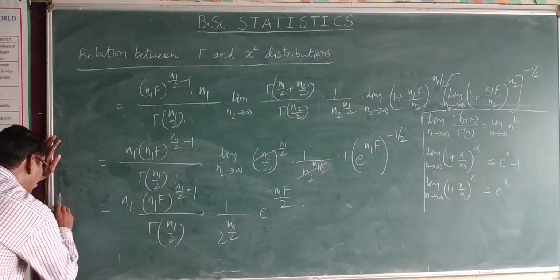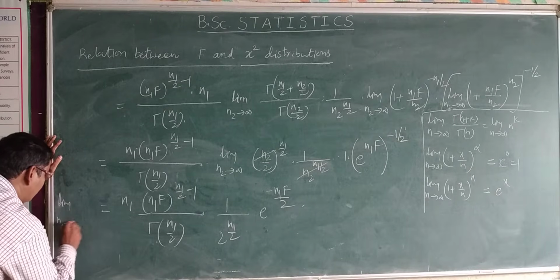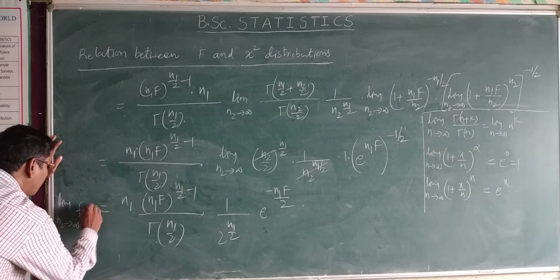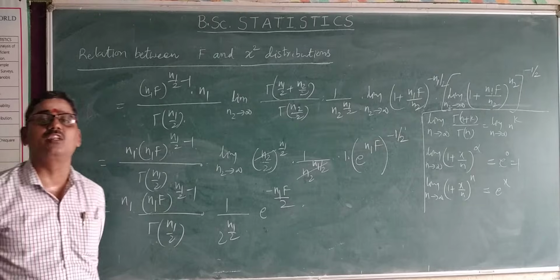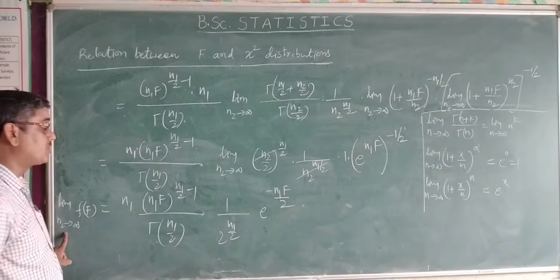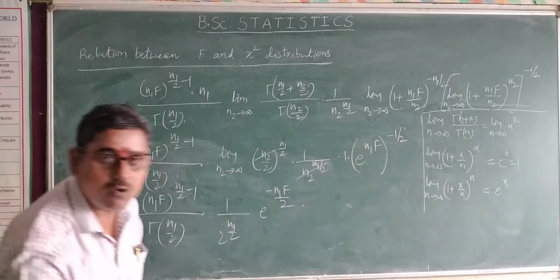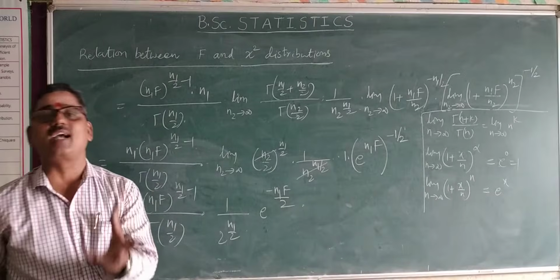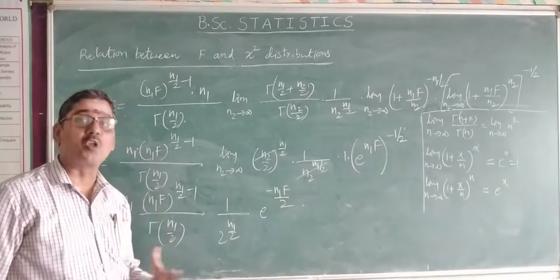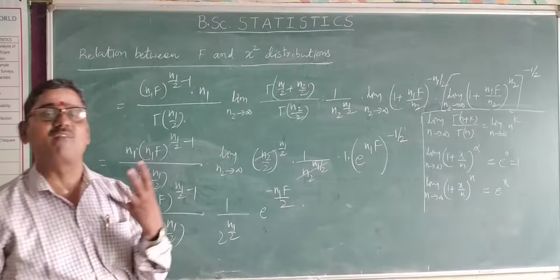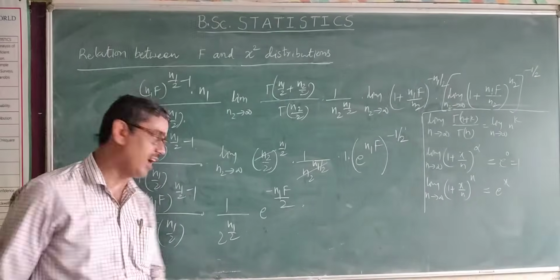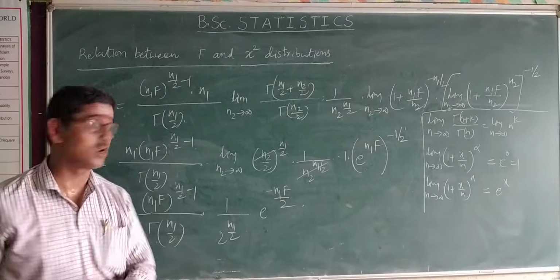What is this? Limit n2 tends to infinity of f of f, the probability density function of the F distribution as n2 tends to infinity. Now what we have to consider? n1 f is equal to chi-square. Whether it follows a chi-square distribution with n1 degrees of freedom or not, that we have to observe and prove.